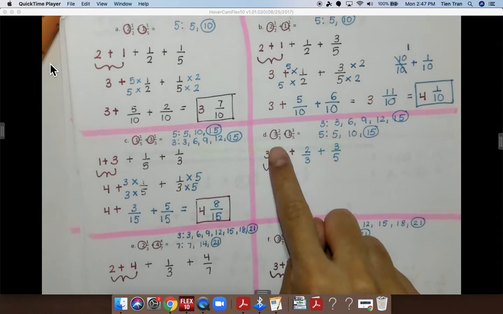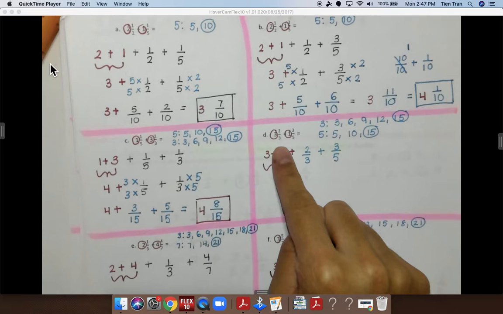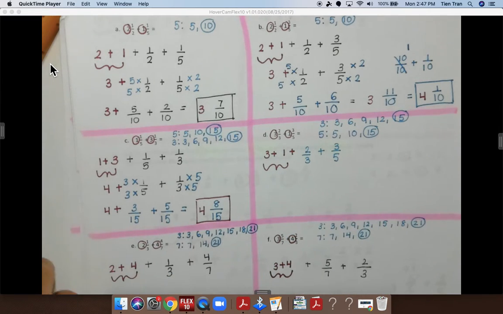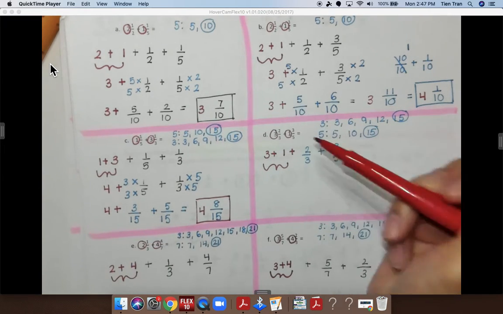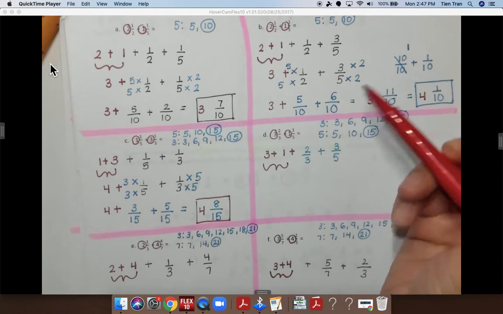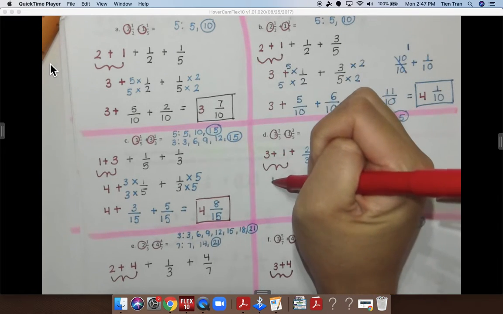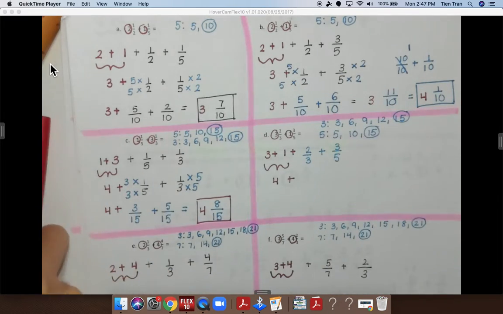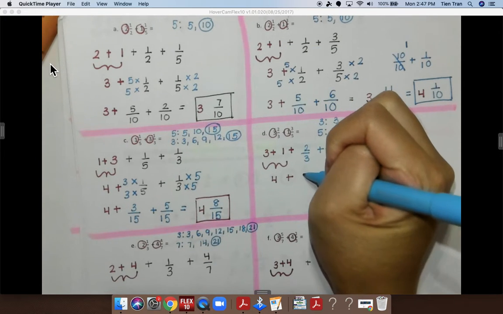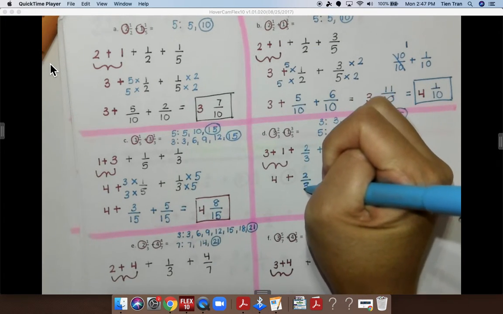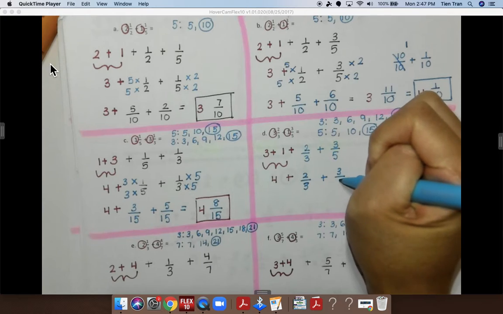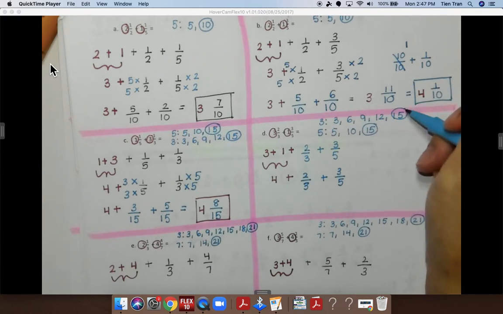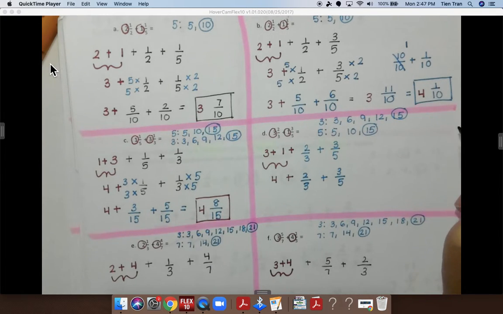Now on this side, I have 3 2/3 plus 1 3/5. So the first thing I'm going to do is add my whole numbers. I have 3 and 1. 3 plus 1 is equal to 4. And then I have 2/3 plus 3/5. Notice that when I was looking for my common multiple, I get 15.